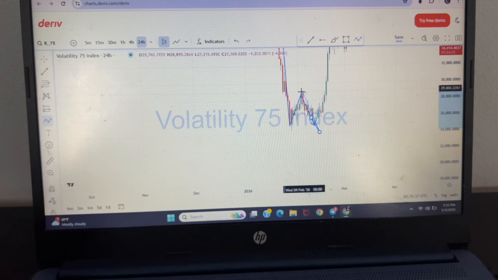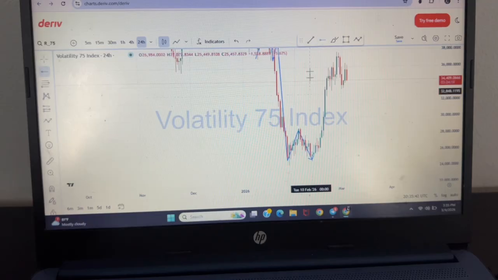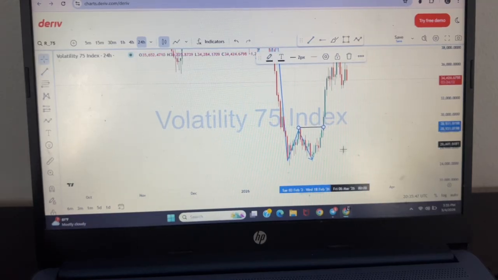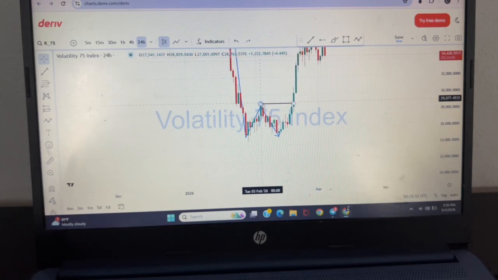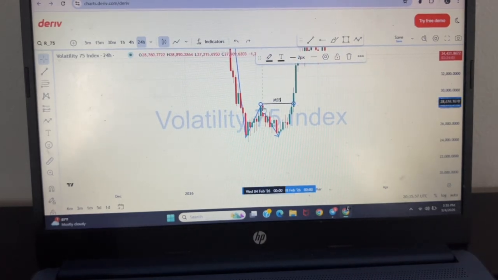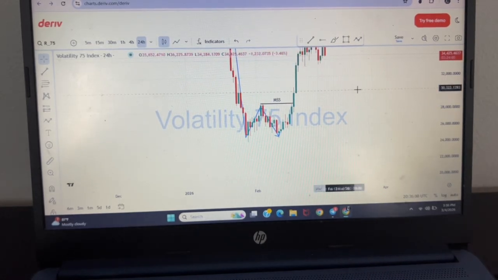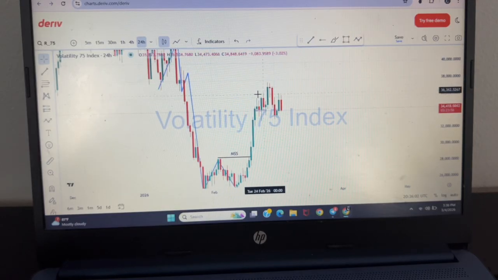And then what it did, it pushed back above and it gives you this market structure shift right there. Whenever it does that, it breaks above this lower high right here. Price gives you that market structure shift. So as I said, price now forms a new high right above here.